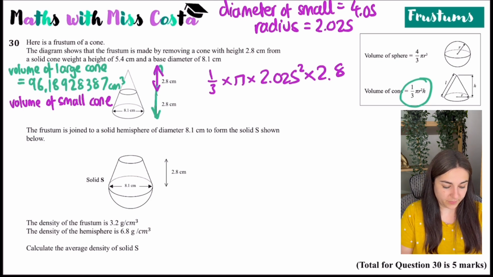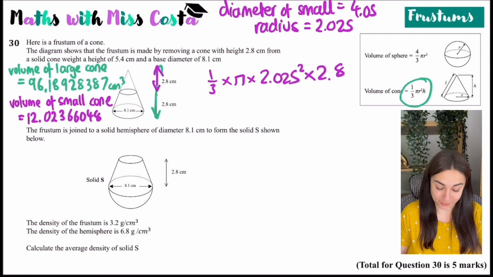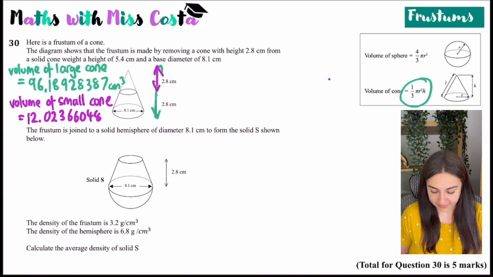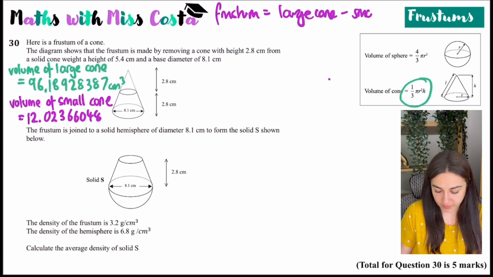So 1/3 times pi times 2.025 squared times 2.8 is 12.023666048. So a lot of work for just the first part of the question. Now I need to work out the volume of the frustum, and to work out the frustum you literally do large cone take small cone.